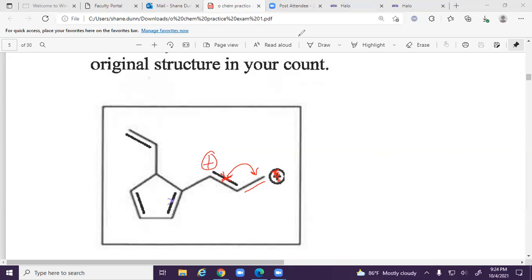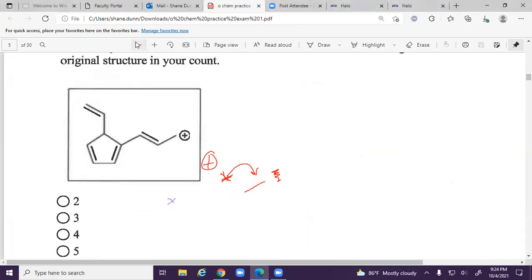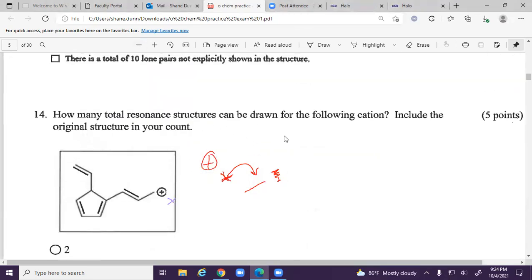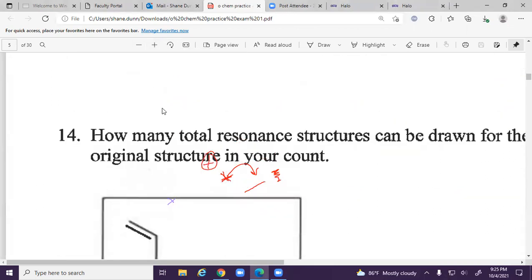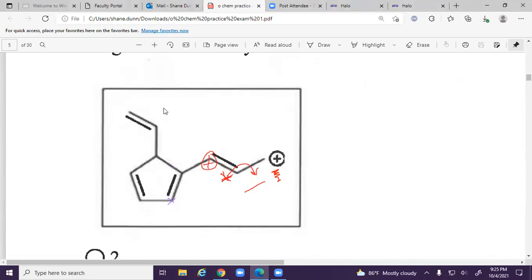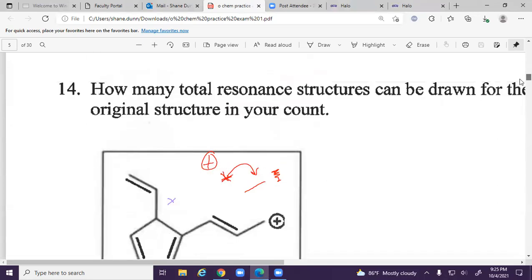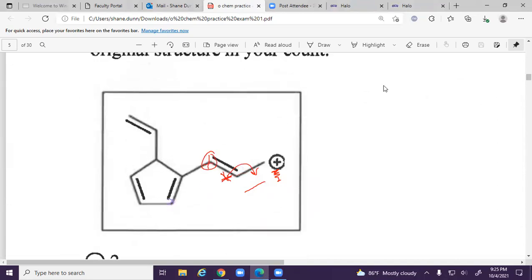Resonance, yep. How many resonance structures, right? That's one. I'm not counting arrows. It's one arrow though, yes. So one electron, which automatically creates a new cation. Go there. That goes there now. Okay. One resonance structure down, right?